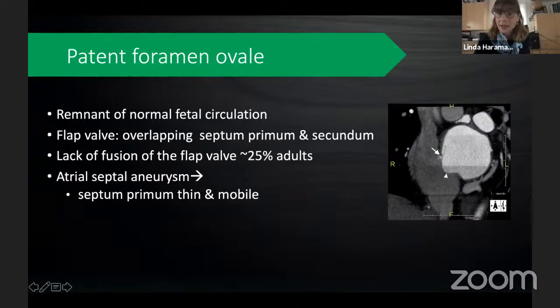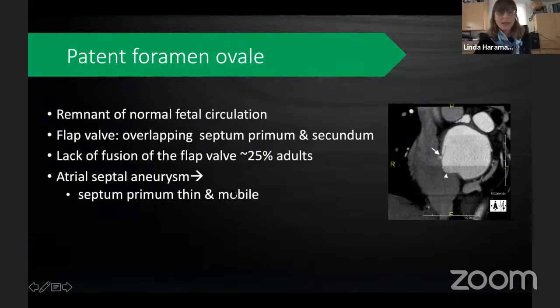So on this CT scan, here we see the SVC, the IVC, the right atrium. This is the left atrium, and this is the flap valve. So basically the opening on the left atrial side is higher, and on the right atrial side it's lower. And in about 25% of adults, it doesn't close. So 75% of the time, approximately in adults, the fossa ovalis is closed, the flap valve has closed, and in about 25%, it never closes in life.